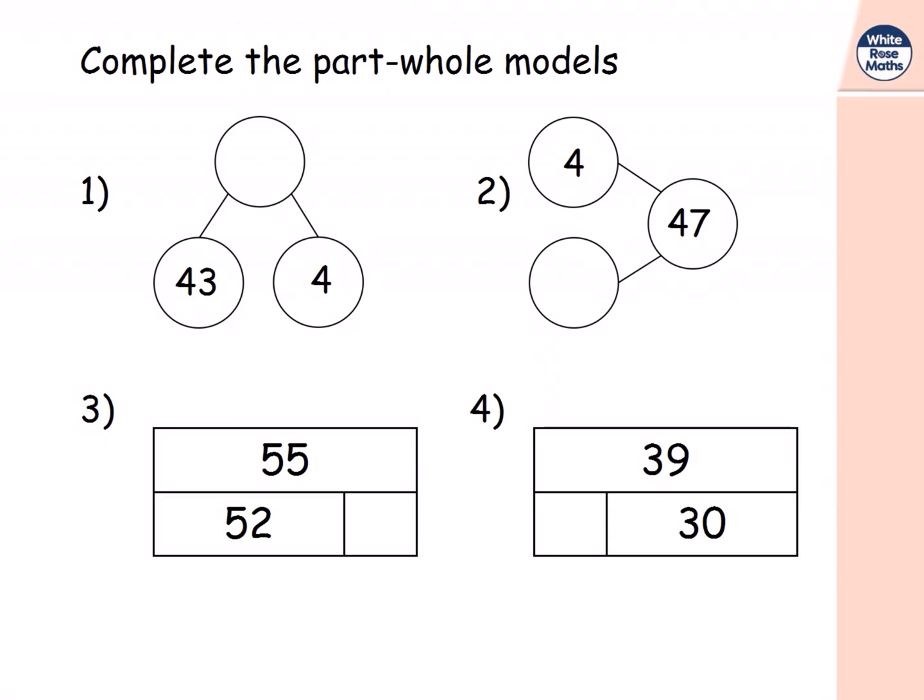How did you get on with those? So we've got 43 as a part and 4 as a part, and 47 is the whole. And then in the second one, 47 was a whole and 4 was a part. So therefore 43 had to be the other part. Did you use what you knew from question 1? In 3 and 4 we know the wholes and we know one of the parts. The second parts are 3 and 9.